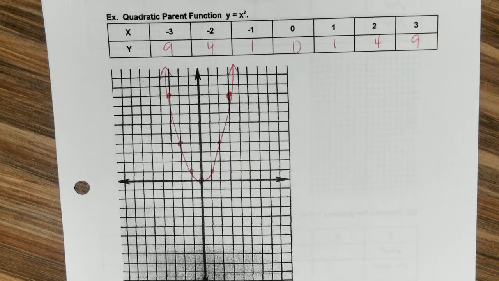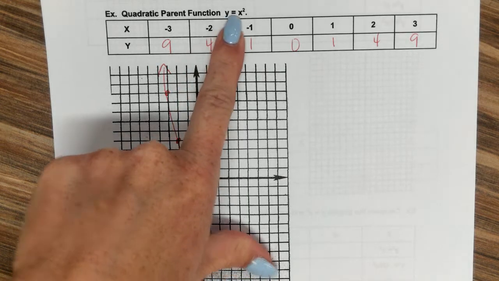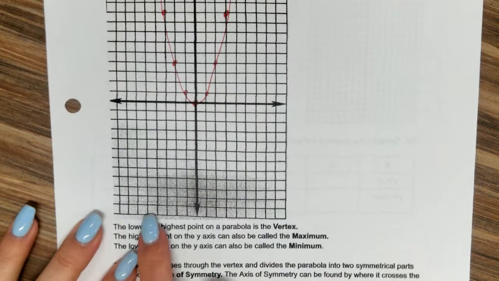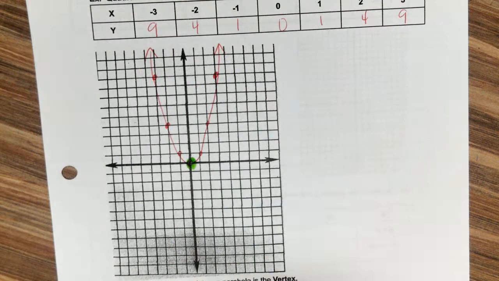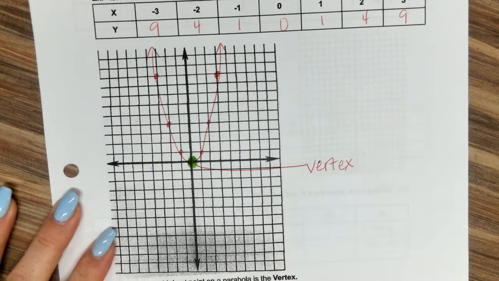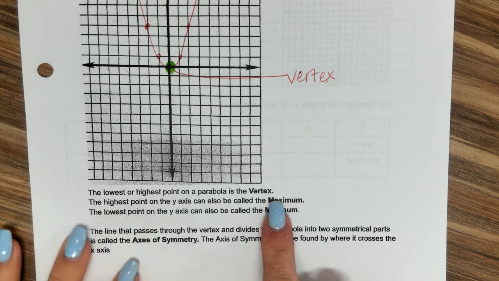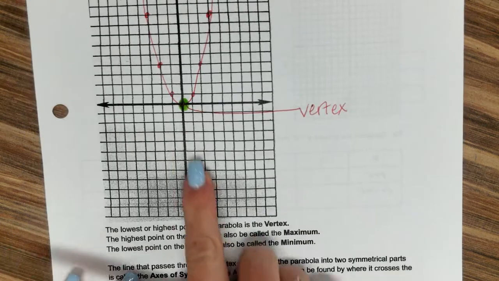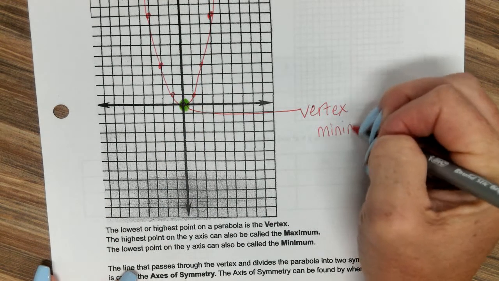All right, this is called a parent function. Whenever you're asked to compare parabolas, it will probably be compared to y equals x squared. The lowest or highest point is called the vertex. So this point right here is called what? That is called the vertex. It's the lowest or highest point, just depending on if it opens up or down. If it has a highest point, it's called a maximum. If it has a lowest point, it's called a minimum. So what would this one be? This is a minimum because it's a lowest point.